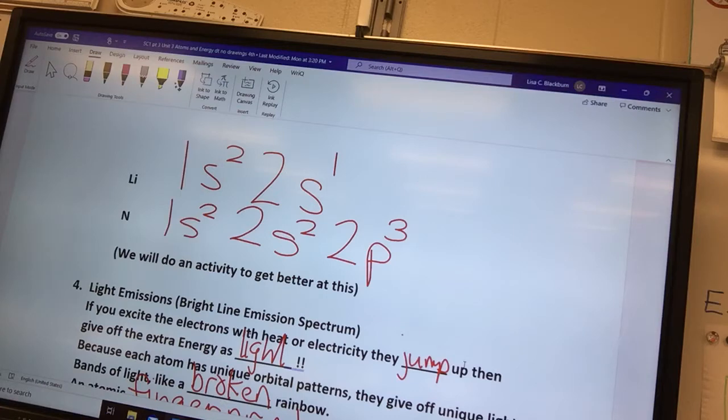1s2, 2s2, 2p, 1, 2, 3. How do we feel about that? So 1s2, 2s2, see I hit two places, 2p, 1, 2, 3. Nickel, 1s2, 2s2, 2p3.